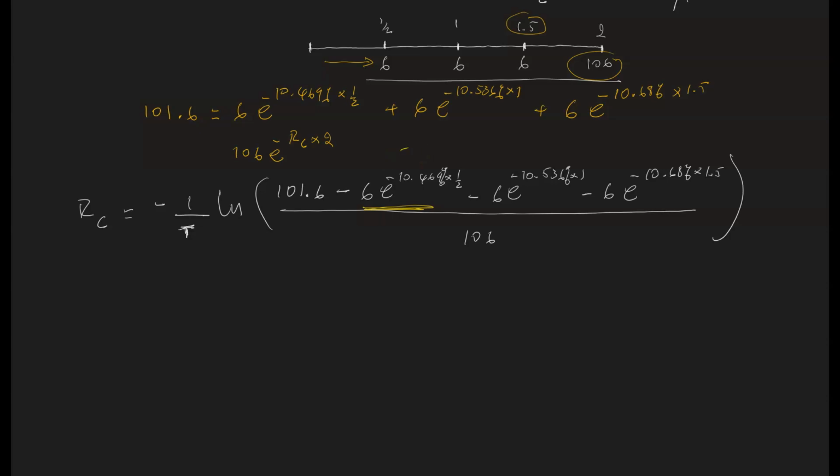It's not store 0 here. I'm going to store this term 1. I'm going to store this term 2. And I'm going to store this term 3. I'm going to do 106 minus recall 1 minus recall 2 minus recall 3 divided by 101 minus recall 1 minus recall 2 minus recall 3 divided by 106. Take the log of that divided by t, and t is equal to 2 in this case, so we're going to divide that by 2 and take the negative sign of it. That's going to be our 0.